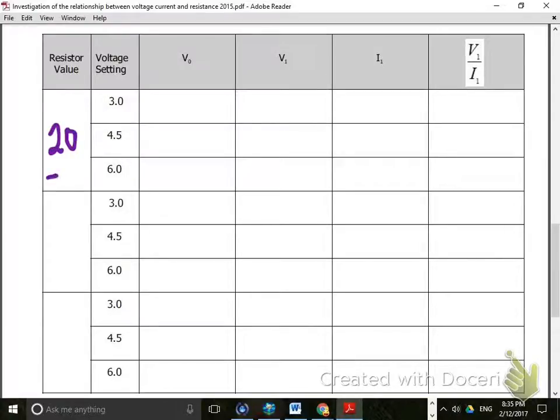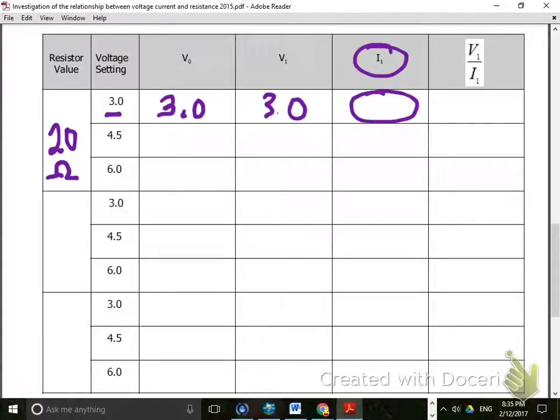So that's 20 ohms of resistance. And then when I go through the simulator, I'm going to set the first battery setting at 3, and then I'll measure my total. And we know from our lab that that's going to be 3, and then this is going to be 3. And then I would measure my current, again, with my ammeter, but it's called I1. And then I would record that information in amps in that box.